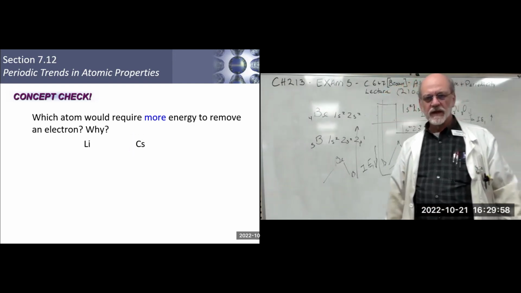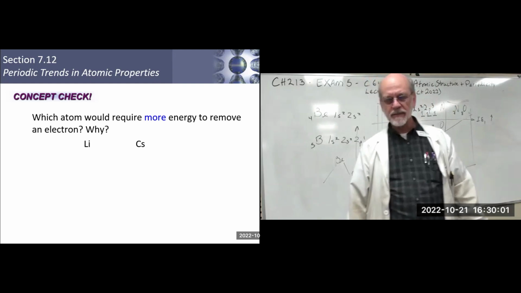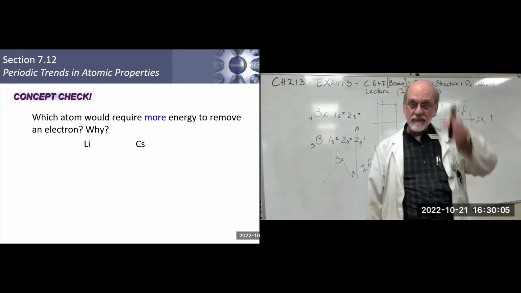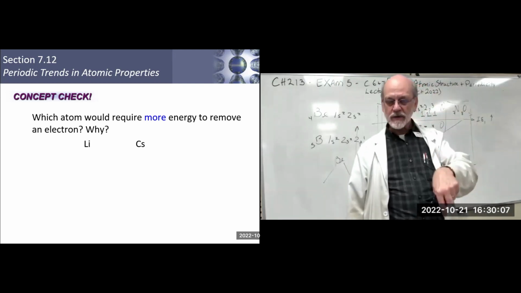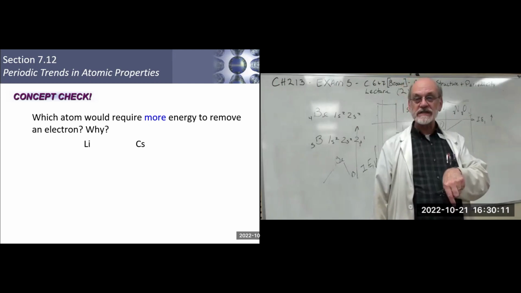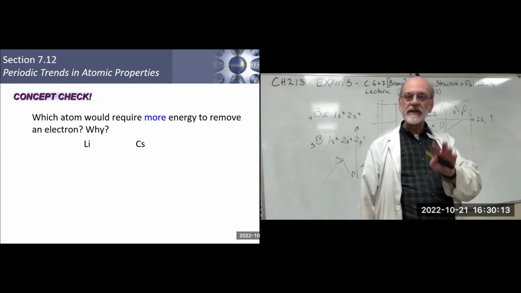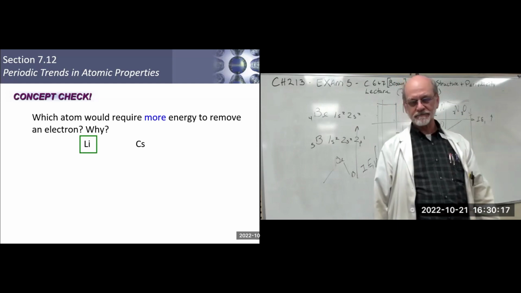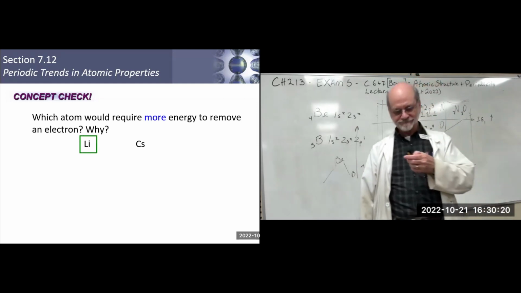How about this one? Which of these requires more energy? Well, the trend here, lithium and cesium are in the same family. So as you go down from lithium to cesium, the first ionization energy decreases. That means lithium should require more energy than cesium. Okay?